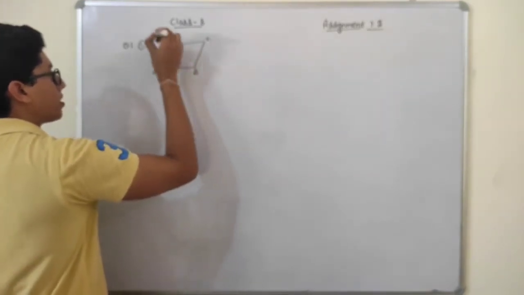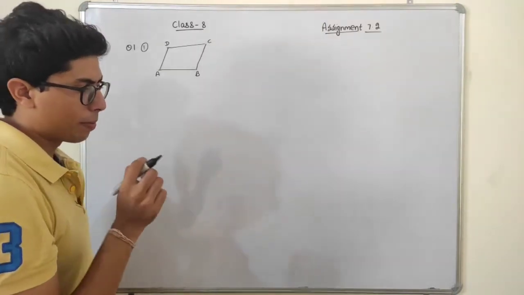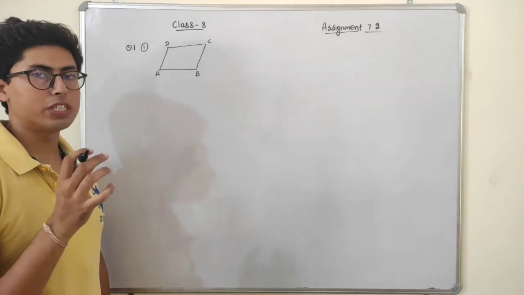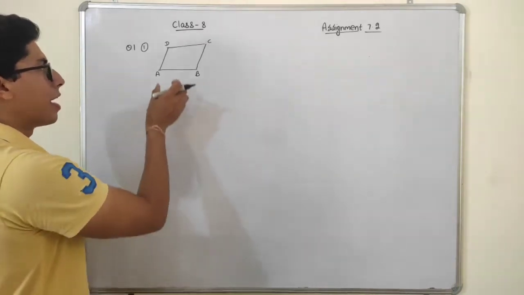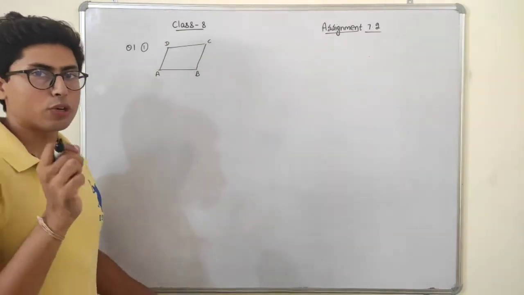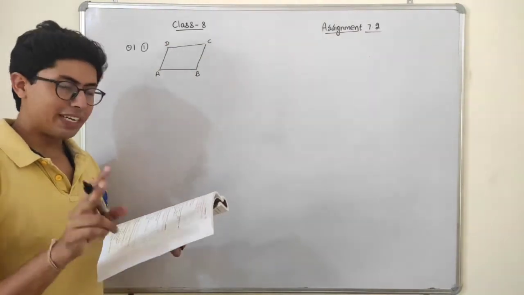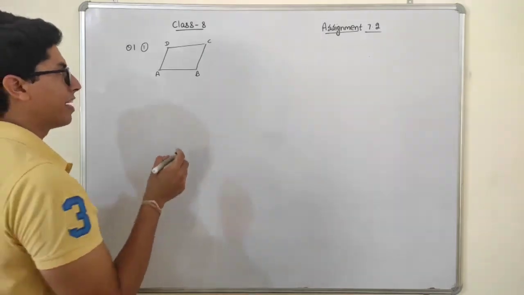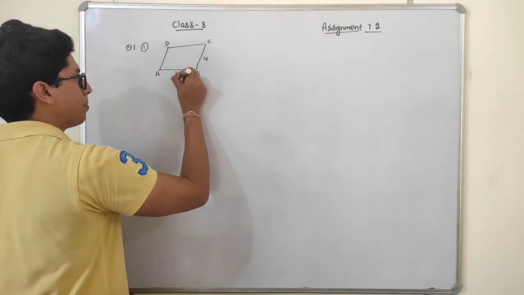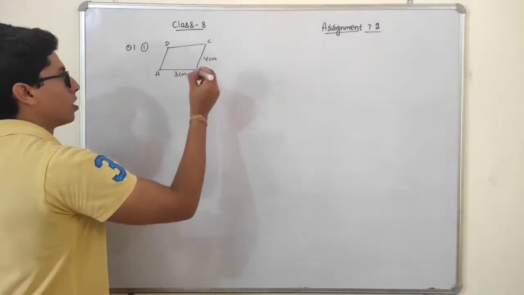Parallelogram is given, students. Always remember this thing, students. The opposite sides of a parallelogram are equal. That means AB is equal to CD and BC is equal to AD. Students, in the question it is given that adjacent sides are 3 and 4. If I take this as 3, then this will be the adjacent side, so this will be 4 cm and this is 3 cm. Okay.